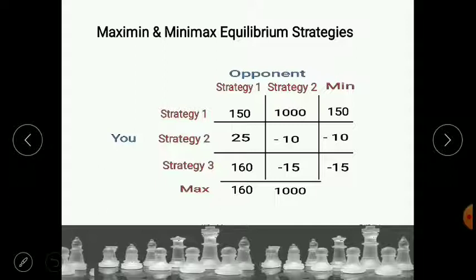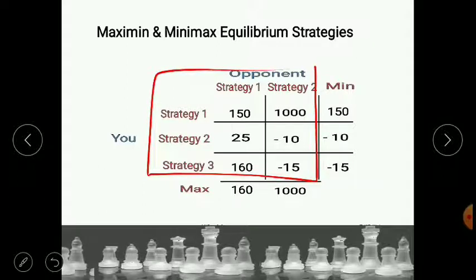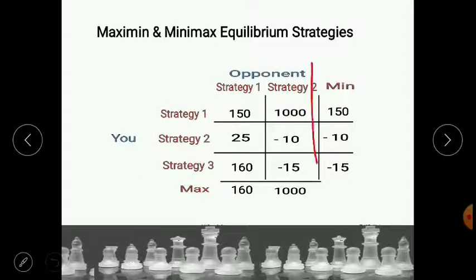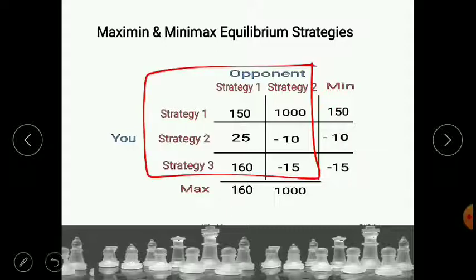Okay. Another example to elaborate more on the maximin and minimax equilibrium strategy. Let's suppose we have this example wherein you are here and there's another opponent. So this is the given table, right? In this, the minimum amongst the row is 150. If this is your table, the minimum amongst the first row is 150, and in the second row the minimum is minus 10. In the third row it is minus 15, which is written here, okay?